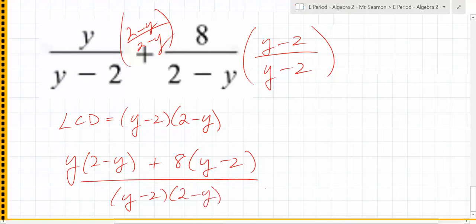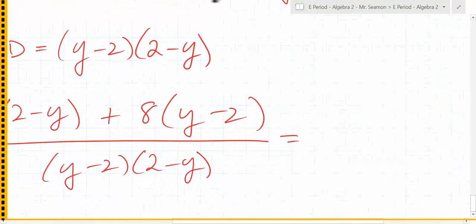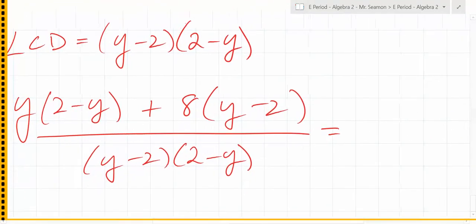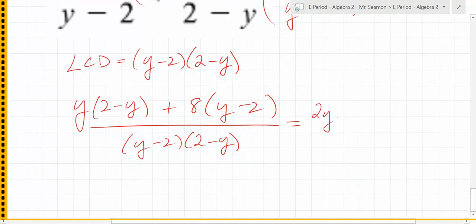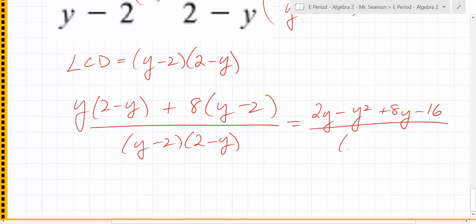So can we simplify the top? What do you think? I think we can simplify the top. So what do you end up with if we multiply out the top, Summer? Can you tell me what you get if you multiply out the top? What do you end up with? We end up with y times 2 minus y. Yeah, 2y minus y squared, plus 8y minus 16. And we don't multiply out the bottom because we're not done.